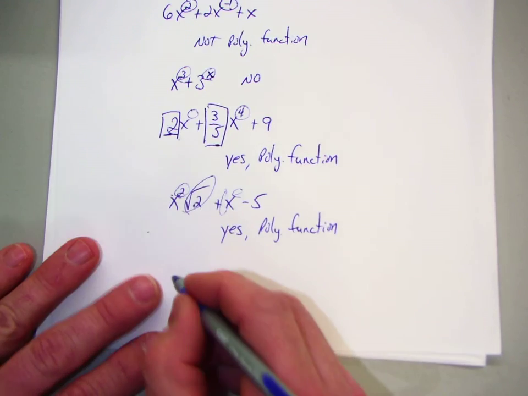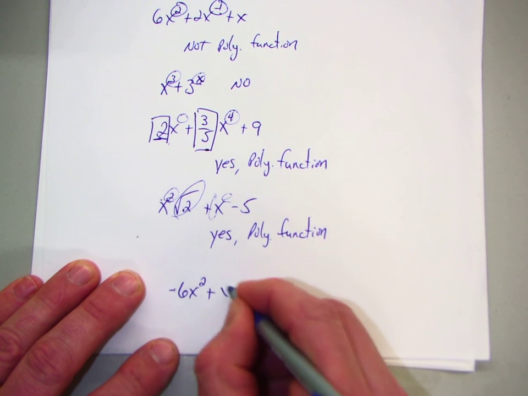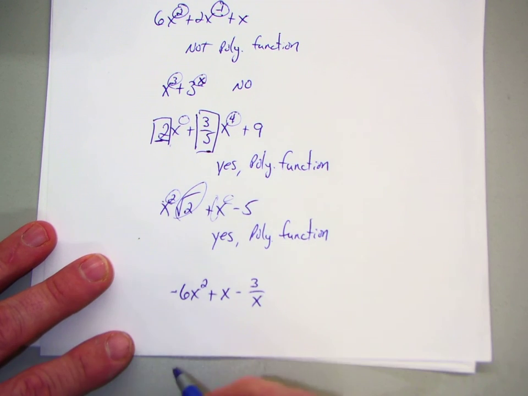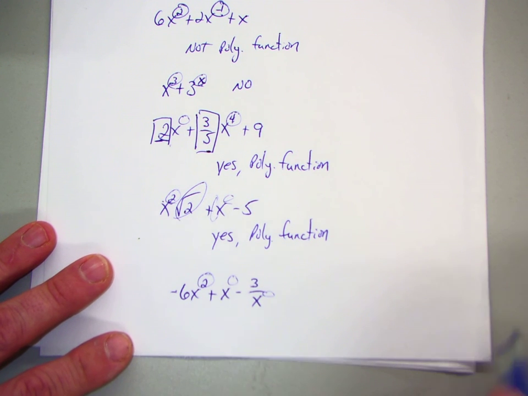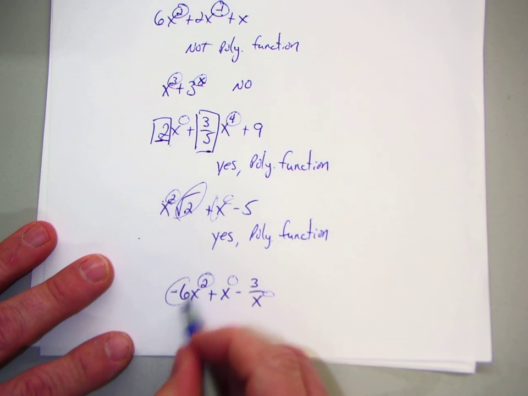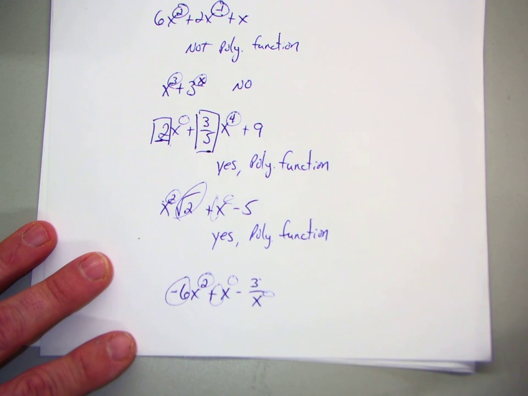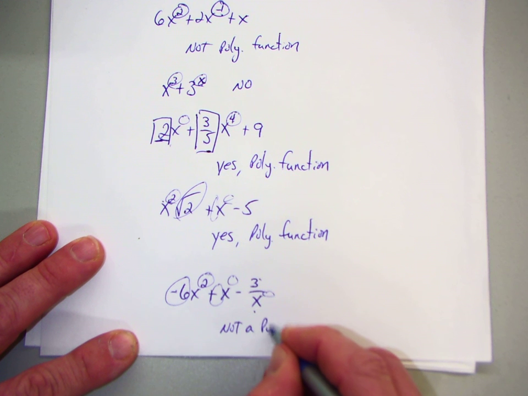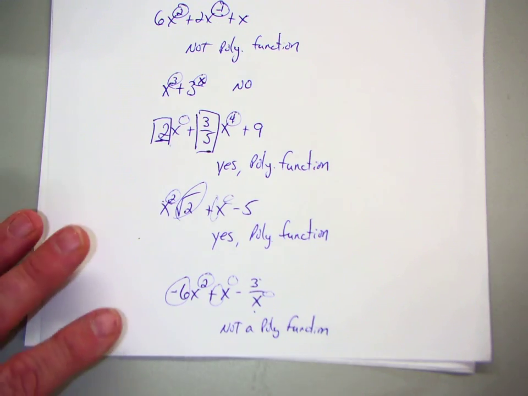Let's look at one more. Negative 6x squared plus x minus 3 over x. Exponents, positive, positive, positive. We're good there. Let's look at the coefficients. That's real, that's real, and this is real. But you notice here we have a variable in the denominator. So therefore this is not a polynomial function just because we have a variable in the denominator.